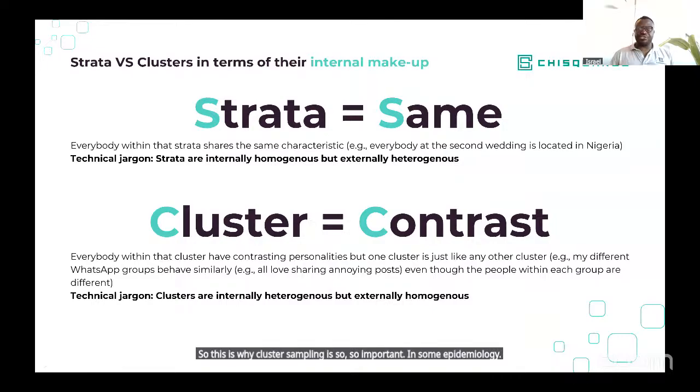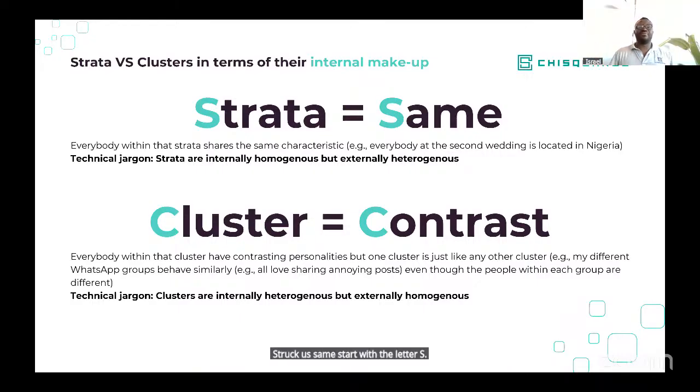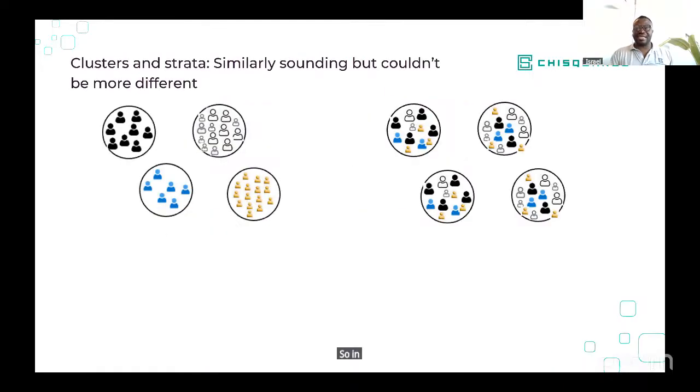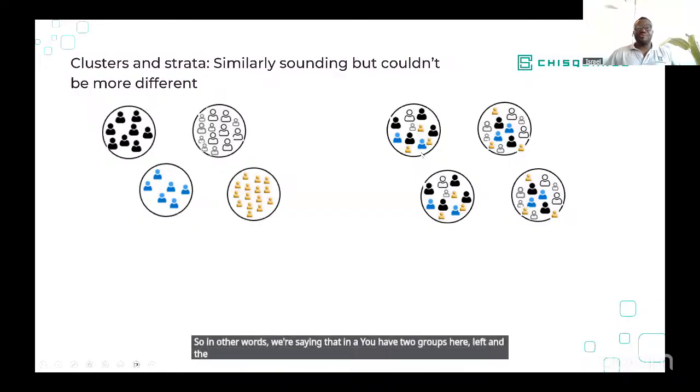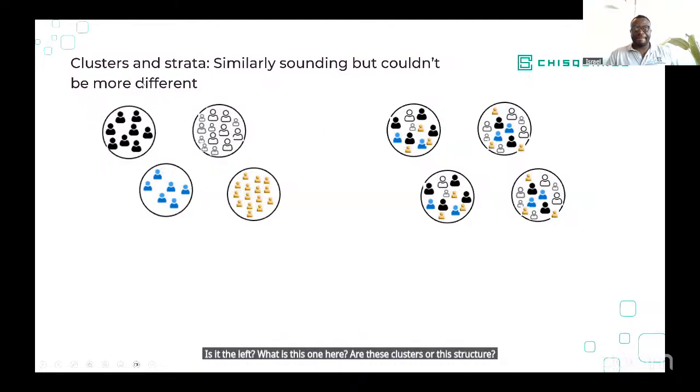Again, this is a way to remember the difference between clusters and strata. Think of strata, think of same. Strata and same start with the letter S. Think of cluster, think of contrast. So in other words, we're saying that you have two groups here, the left and the right, right? Which ones are strata? Is it the left? What is this one here? Are these clusters or are these strata? Who can help us out?